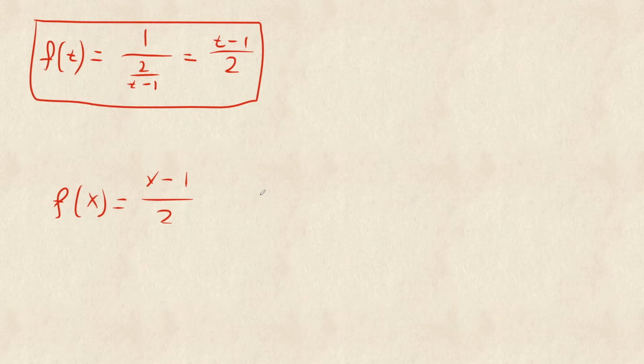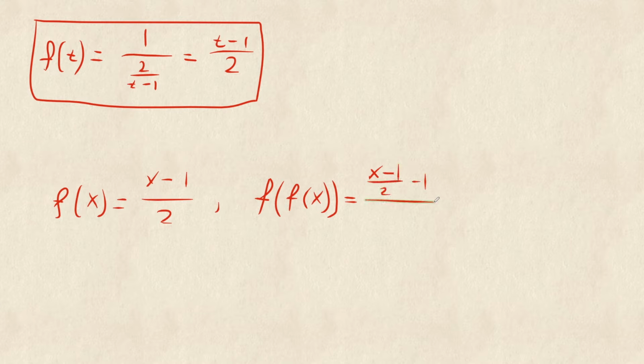So notice that we have f of x instead of the function that was given in the problem. Now let's start looking at the first composite functions. Let's take f of f of x. So we substitute x with our function x minus 1 over 2, minus 1, divided by 2. If we simplify this expression, we'll get x minus 3 divided by 4.